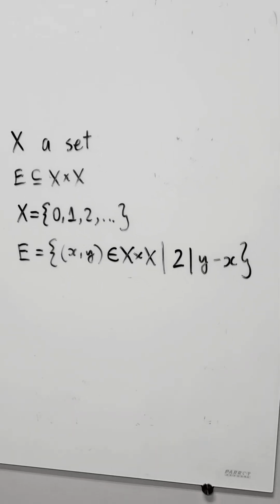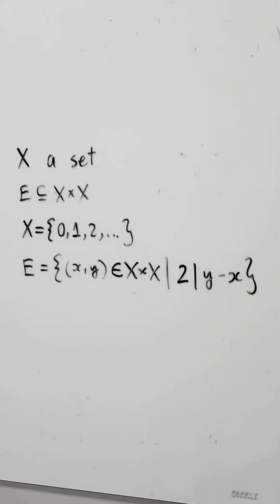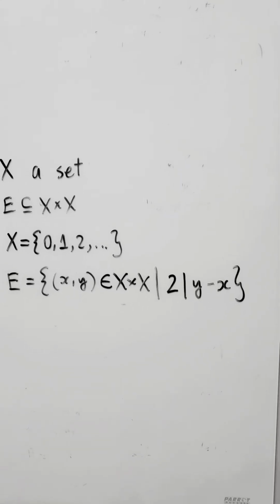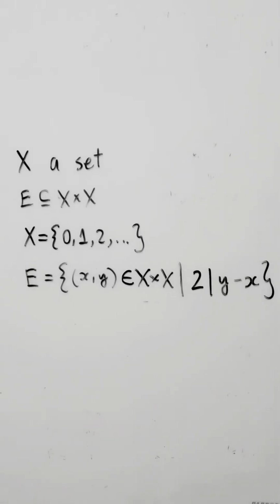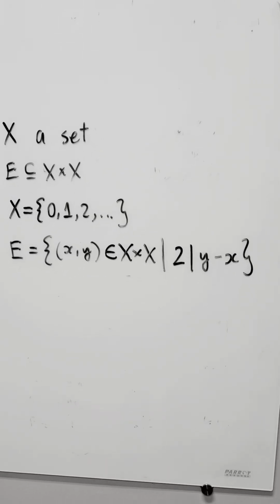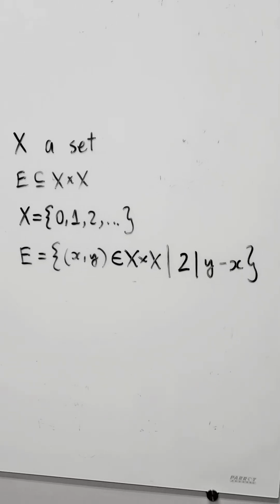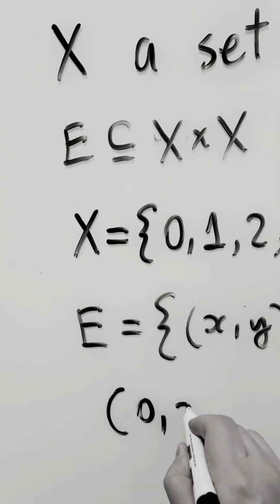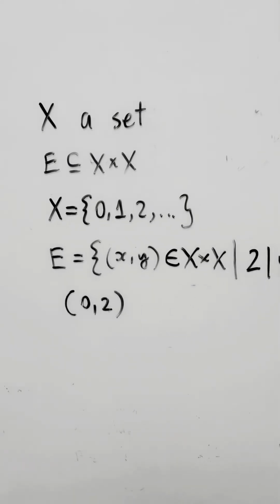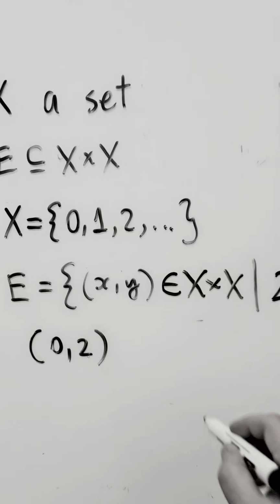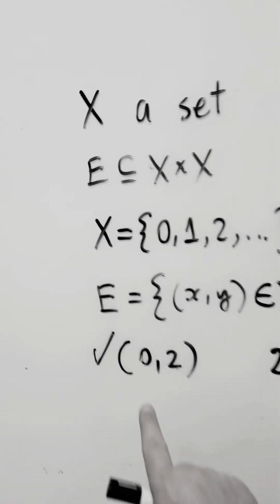We said earlier that an equivalence relation is supposed to capture the idea of similarity of objects. Which similarity does this equivalence relation capture? To answer that question, let's list a few examples of elements of E. 0, 2. Is it in E? 2 minus 0 is 2. And certainly 2 does divide 2. 0, 2 indeed is in E.